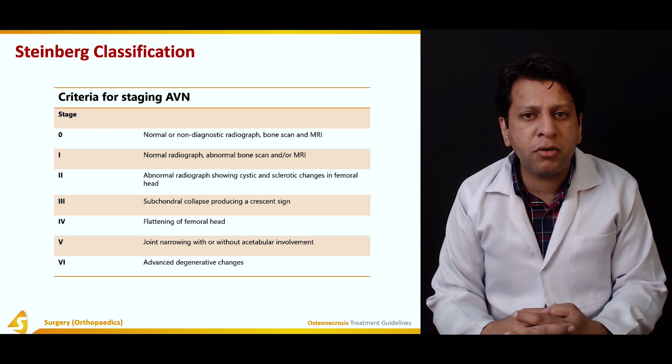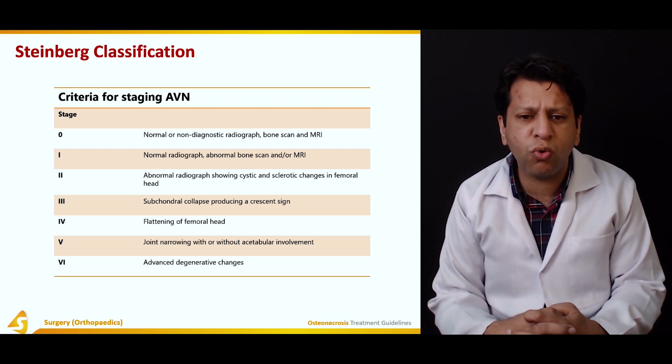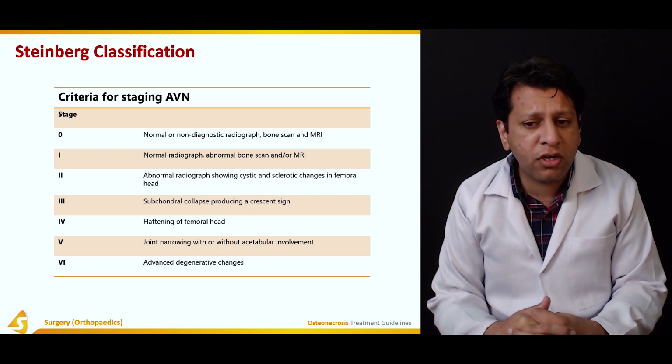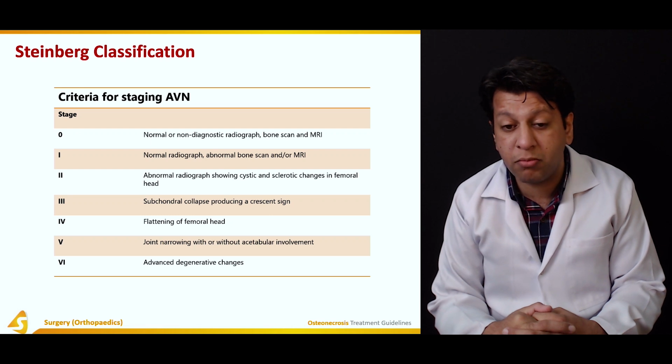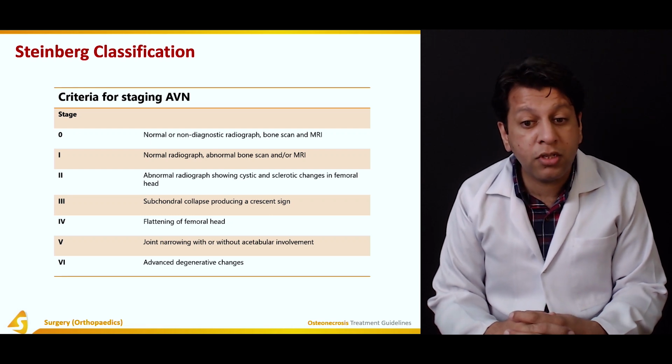MRI may be normal, but bone scan may or may not be normal. Usually, bone scan shows a cold lesion. Stage 1 is a normal radiograph, abnormal bone scan, and MRI. The changes would only be visible on MRI. X-ray would still be normal.